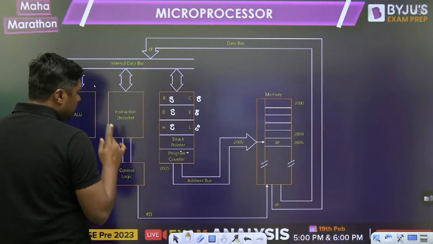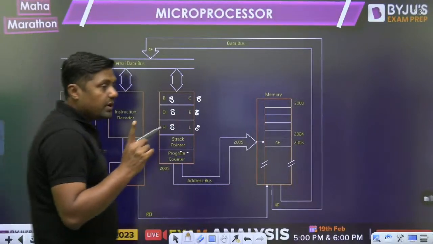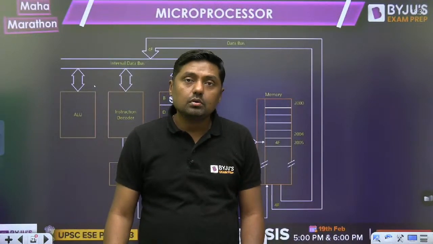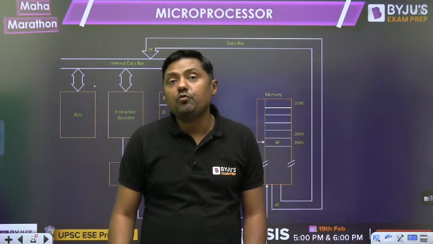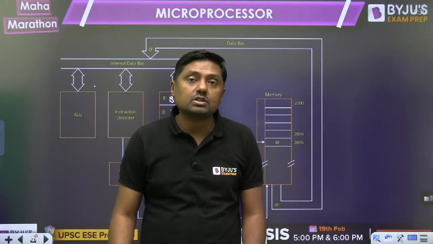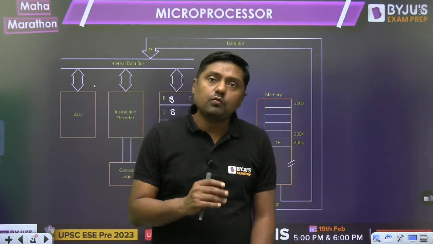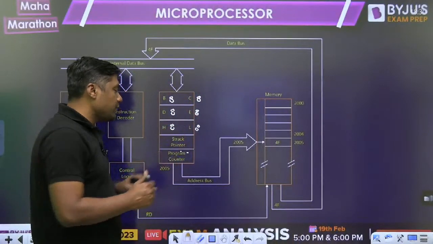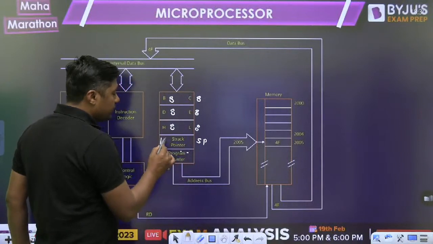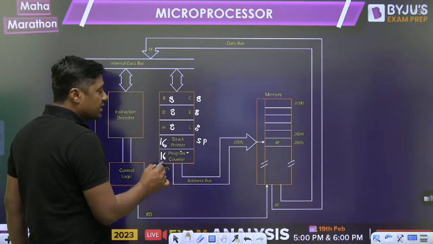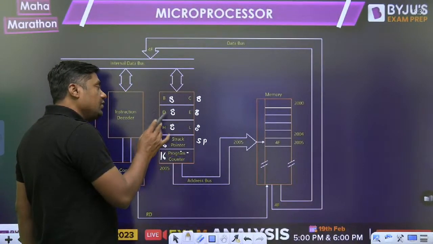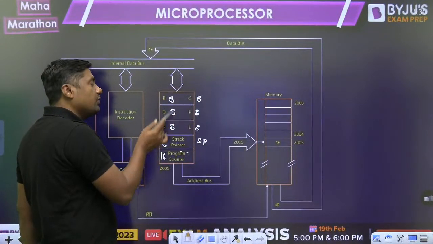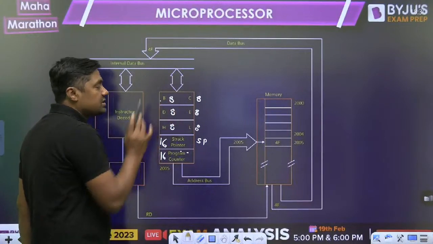Right. And another one is what? This is called program status word, PSW. That is accumulator and flag register. Then this is BC, DE and HL. This is called stack pointer. It is of 16 bit. Program counter, again it is of 16 bit. Right? We can use BC as a register pair. So it will become 8 plus 8, 16, or we can use the individual register B or individual register C.